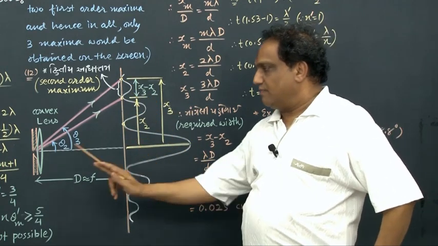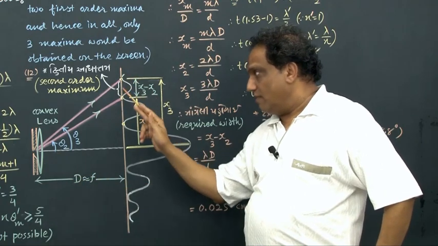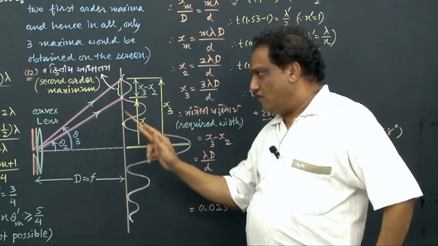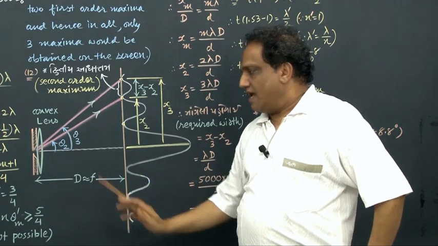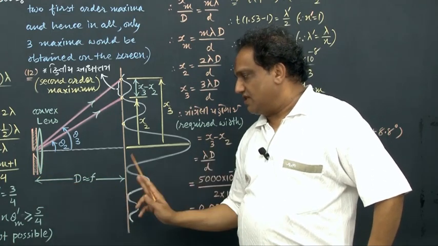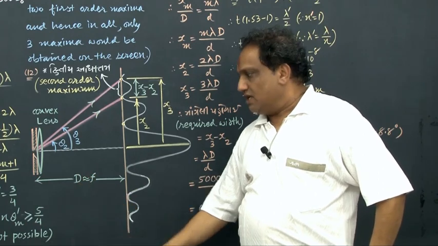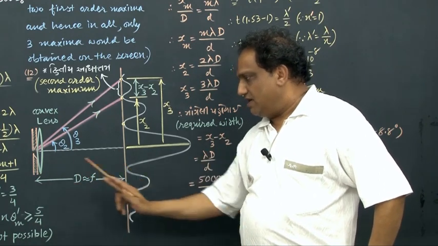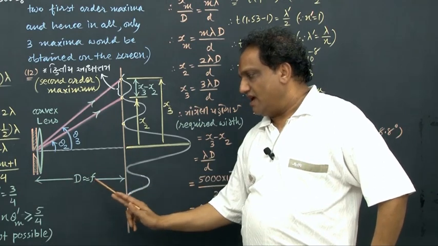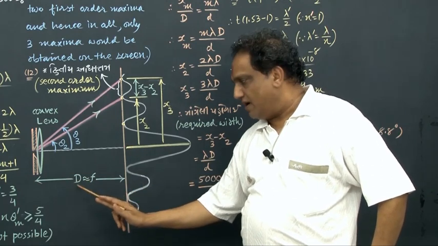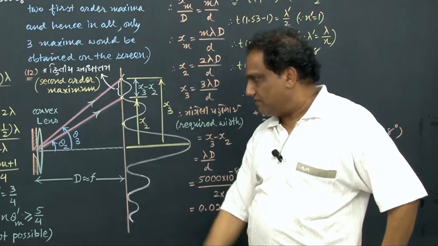Because this screen is placed on the focal plane, the distance of the focal plane from the lens must be equal to the focal length, and this much distance between slit and screen we normally take as capital D. So right now this much distance is capital D, and this is the focal length of the lens also. Right now D and f are nearly equal. Capital D is nearly equal to small f.